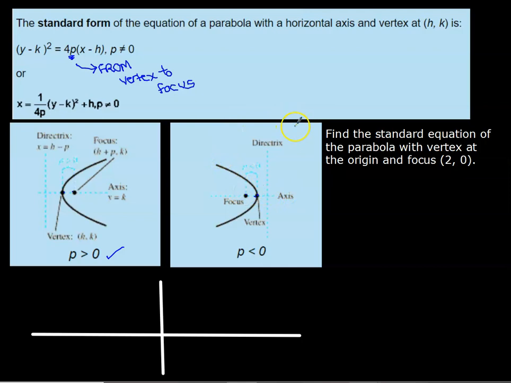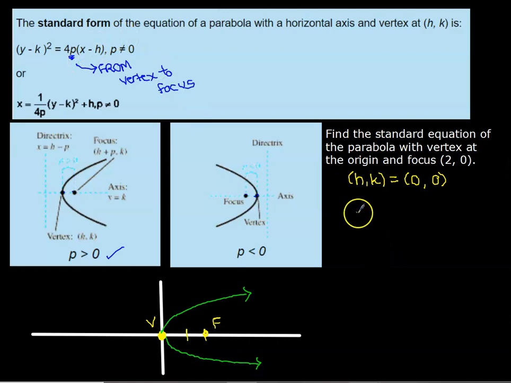So it's pretty much the same thing. From here, I have a parabola with a vertex at the origin. So I know that the vertex is going to be at 0, 0. So I'm going to make a note of that as well. H and K, my vertex, is going to be at 0, 0. And I have a focus at 2, 0. So again, I can already tell that this parabola is going to face towards the right because the parabola always faces into the direction of the focus.